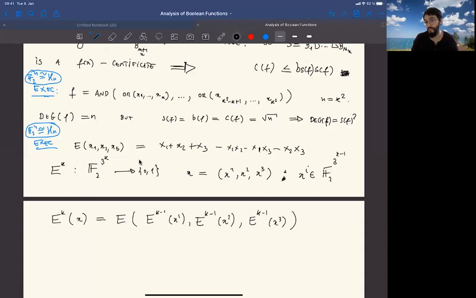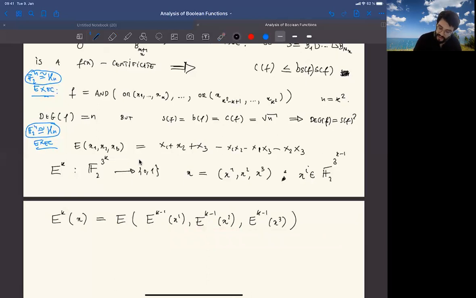And so then you ask, well, what is E_k? Well, if k was 1, this would just be the original. If k was 2, then I would compute E of this guy, E of that guy, E of that guy, then I compute E over everything again. Okay, and then you keep doing that.